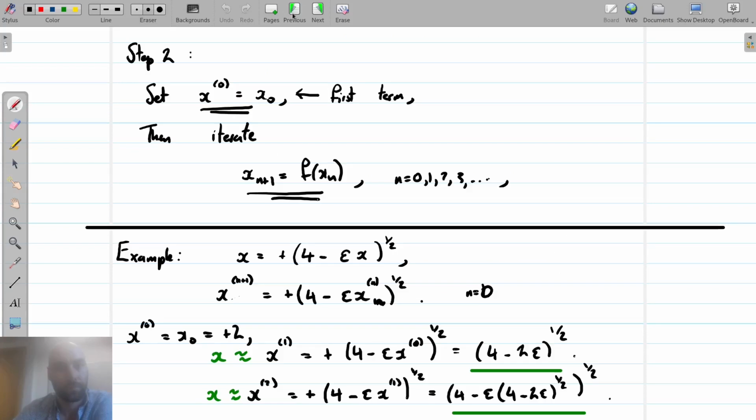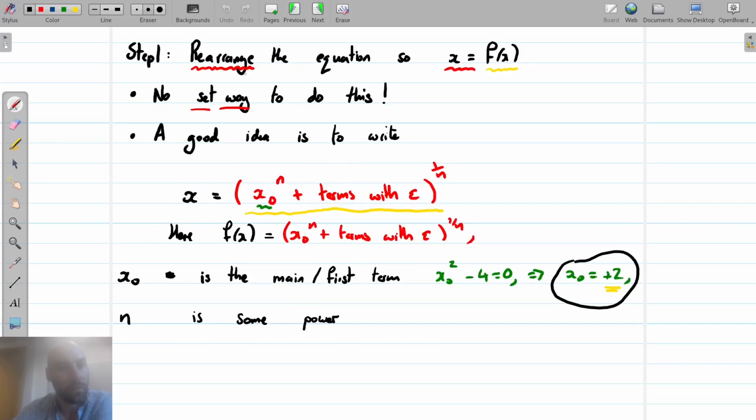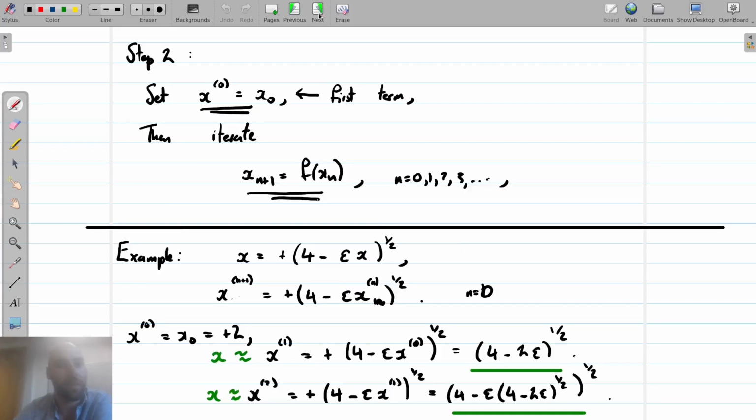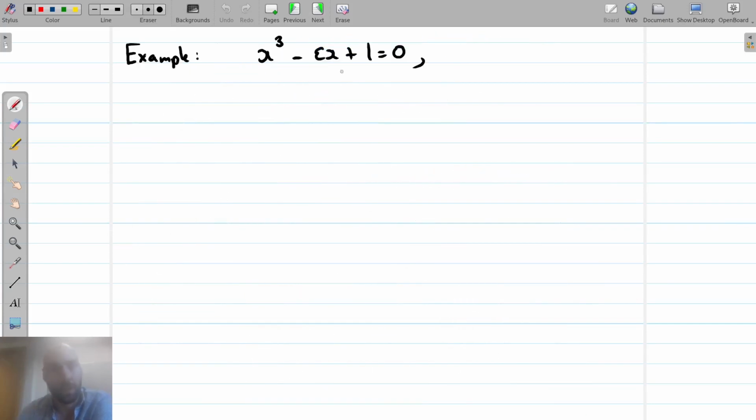Okay. So step 1 was rearrange the equation so you've got x equals some stuff. And the idea was to get x naught to the n plus some terms of epsilon. And our first trick was basically take the terms of epsilon to one side and then rearrange. Okay, so let's go and do the same thing. Let's grab our terms of epsilon and bring them to this side. So I end up having x cubed plus 1 equals epsilon x.